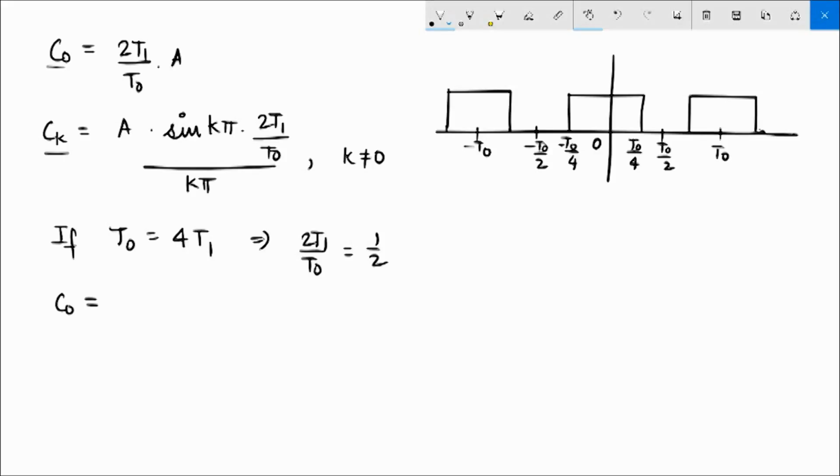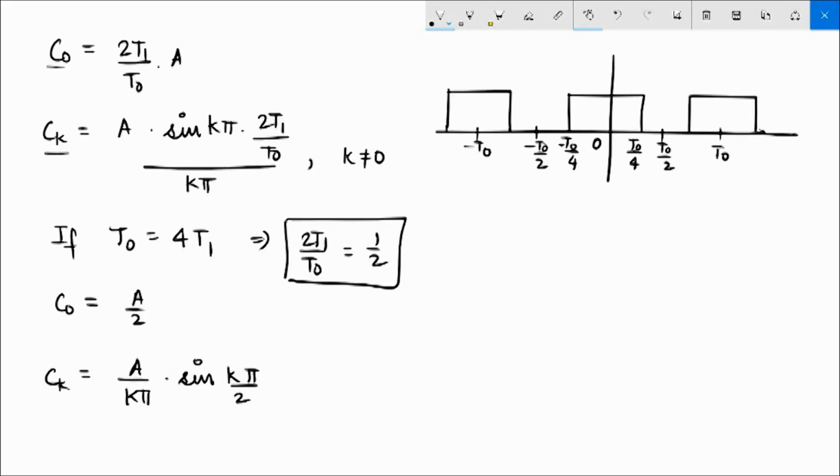In that case, c naught becomes a by 2 and ck becomes a upon k pi sine k pi by 2. Now this term sine k pi by 2, this is equal to what?